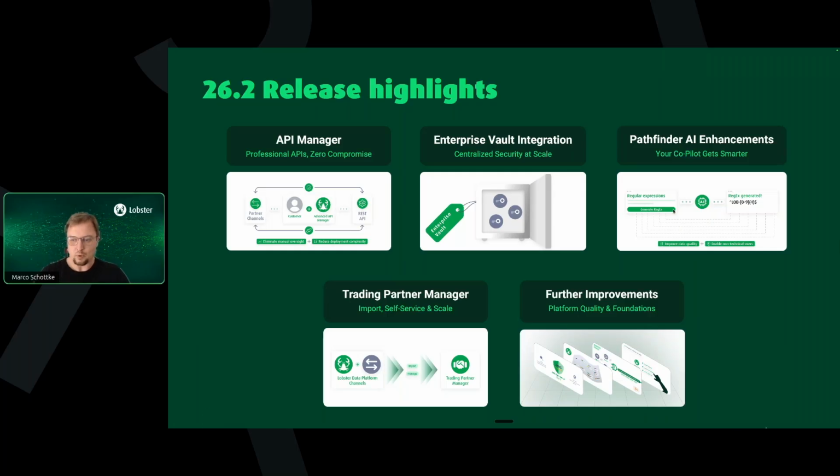So 26.2 takes this pile and redistributes it. Credentials can go to the security team and should not be handled by the integration team anymore. Partner management can go to self-service via Trading Partner Manager, and API governance can be handled in the platform itself, not in a third party or an additional tool. So the integration team can get back to the integrations again. This is the spine of this release. But let's start with the most visible piece, the new API Manager.